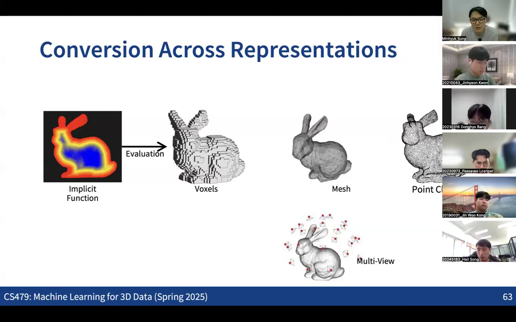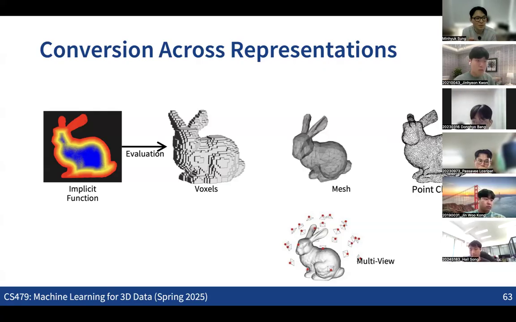Yes, this is evaluation. It's very simple, there's nothing complicated here. For every center point of the voxel, we just feed it as input to the implicit function and see whether the point is inside or outside, right? We just need to evaluate the function for all the center points of the voxels. A very simple conversion. So converting implicit into voxels is a really simple task.